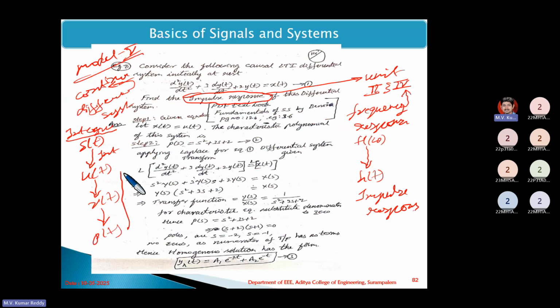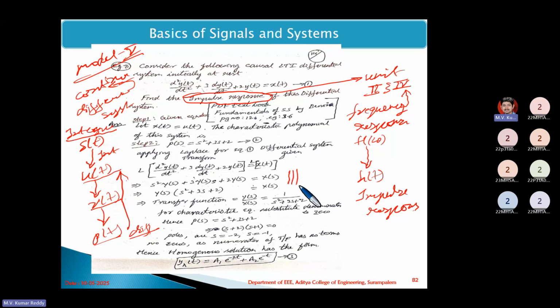Now the reverse, differentiation. When p of t, parabolic, is differentiated, we will get a ramp. When ramp is differentiated, we will get a step. When step is differentiated, we will get an impulse.